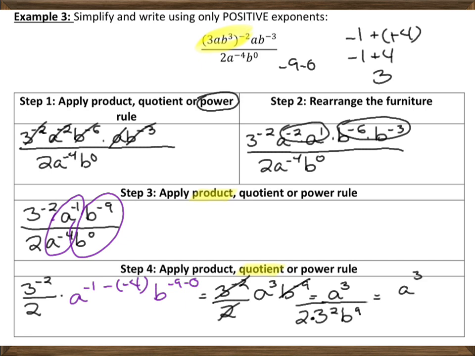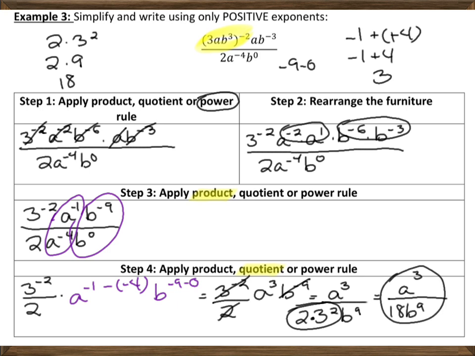So we have a to the third power divided by, now finally, I can actually evaluate 2 times 3 squared. Don't forget your order of operations. Please excuse my dear Aunt Sally. So we have to do our exponent first. 3 squared is 3 times 3 or 9, and 2 times 9 is 18. So we're going to get a cubed divided by 18 b to the 9th power. And that's our final answer.